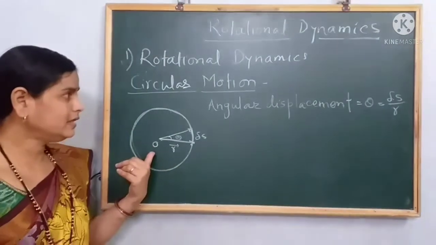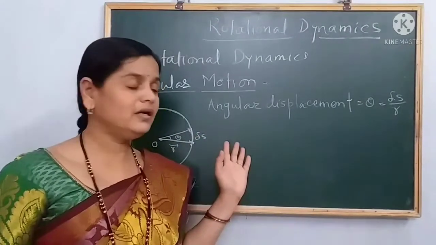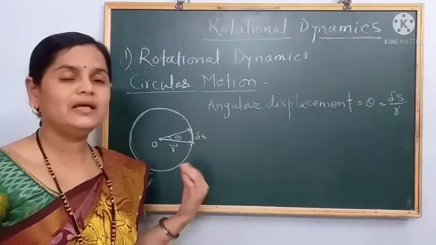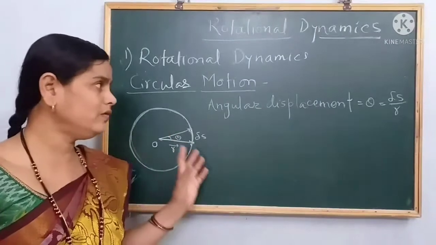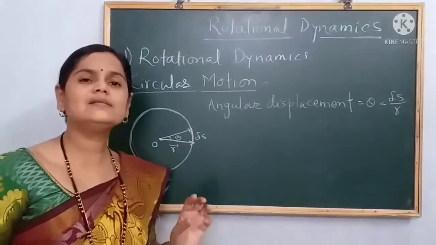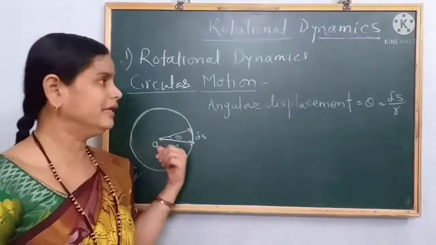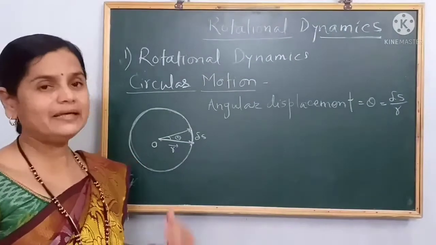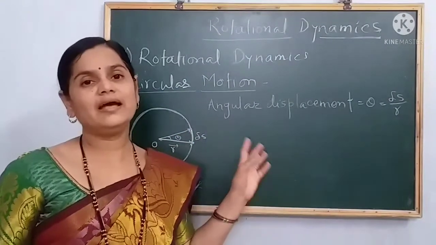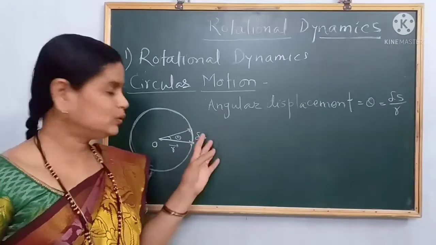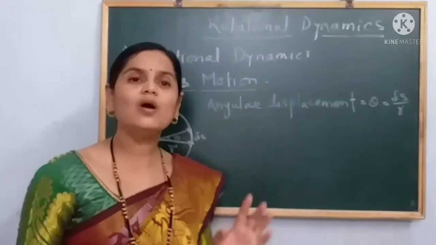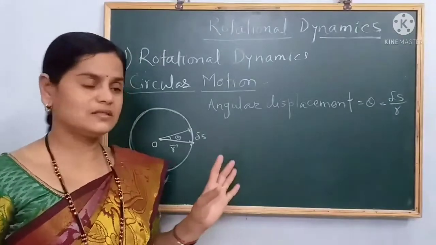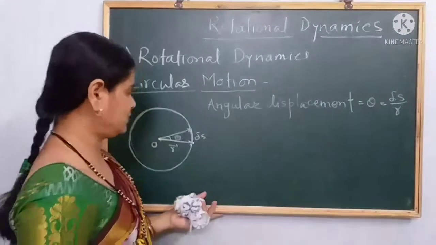What about its direction? Is it a vector or a scalar quantity? If we consider a finite angular displacement, then it is not a vector. But if we consider an infinitesimally small angle delta theta, then the angular displacement is treated as a vector quantity. Its direction is perpendicular to the plane of the circle. We have seen these concepts. So this is about angular displacement.